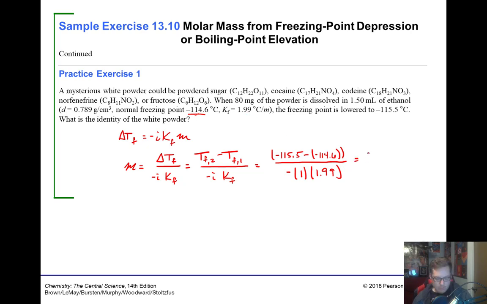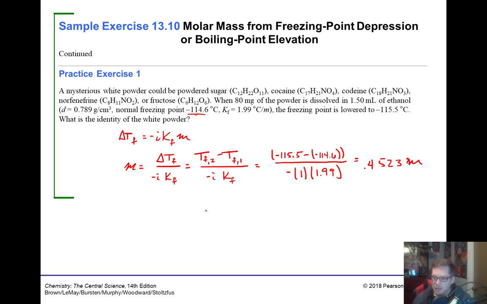So what do we get? We get negative 115.5 minus a negative 114.6, divided by negative 1.99. So we get a temperature change of positive 0.4523. Oh, no, that's not the temperature change. That is the molality.